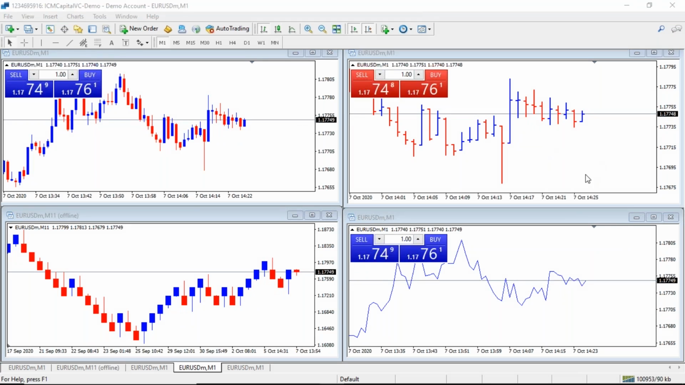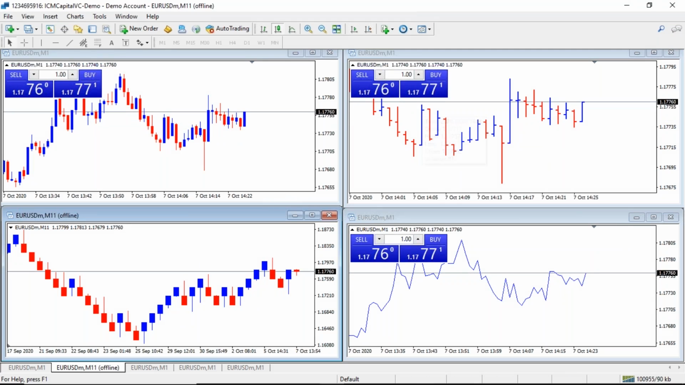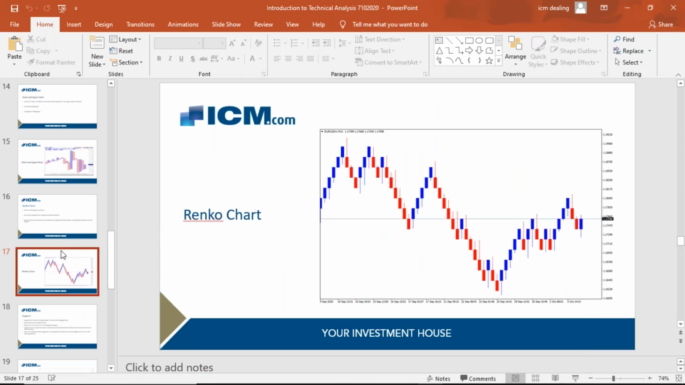Also, you can add indicators to the Renko chart. So this is what I have to tell you about the different types of charts. And now my colleague Sai will be talking about supports and resistances. And at the end of the webinar, we'll be answering all your questions.